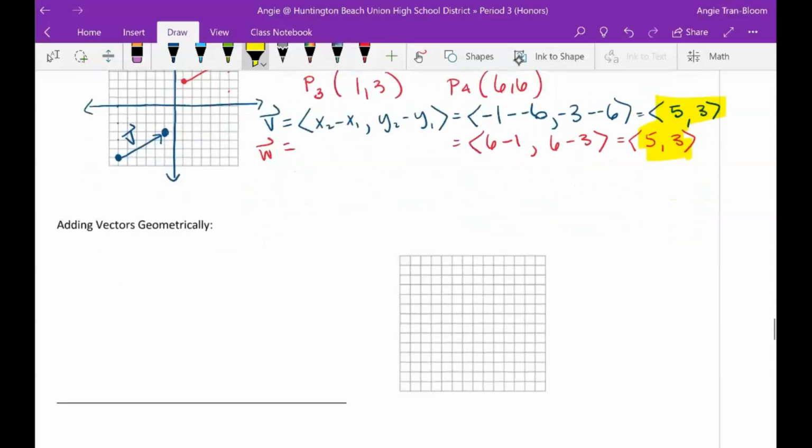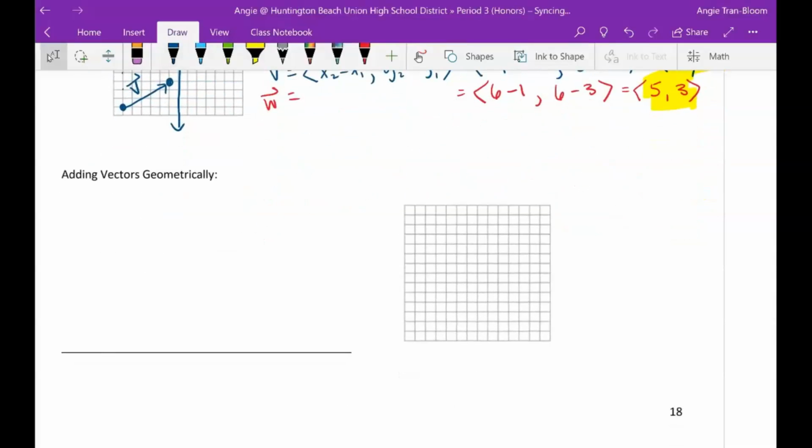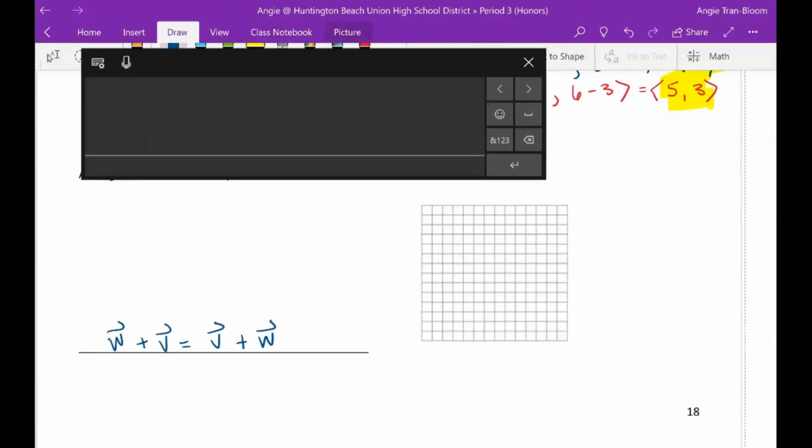Adding vectors geometrically, okay, geometrically. So yes, you can totally add vectors. Can you believe that? Okay, so we are going to do vector W plus vector V, and in adding vectors, it is commutative, so V plus W is the same as W plus V. And again, we're going to assume that this is just quadrant 1, so I don't have to draw out the x-axis and y-axis. I'm just going to randomly draw, let's do vector W first. Let's start somewhere that's not at the origin. So how about here?